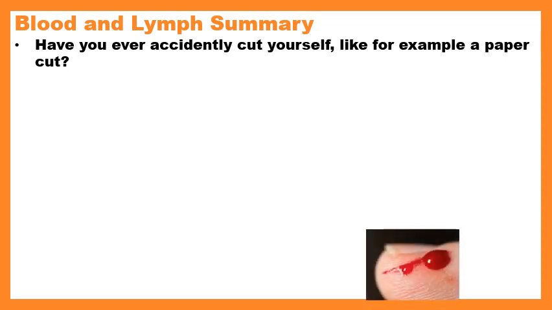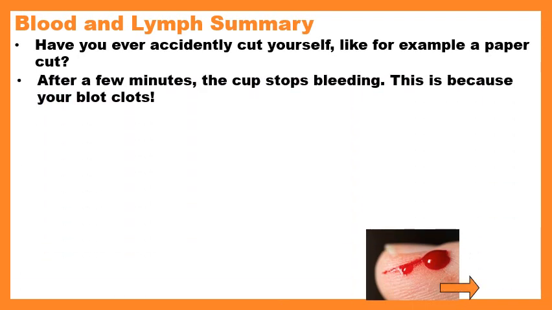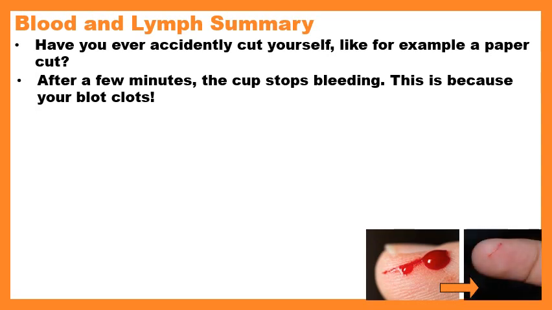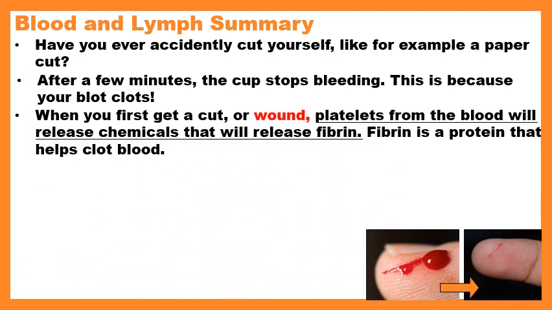All right, so you know when you cut yourself, it bleeds. And then after a while, a few minutes or so, you notice that the cut stops bleeding. And this is because your blood clots. So when you first get a cut or wound, platelets from the blood will release chemicals that will produce fibrin. And fibrin is a protein that helps blood clot. Remember that the function of platelets is to help clot blood, and this is exactly how they do it. So they tell the body, release the fibrin, and it starts producing that protein.